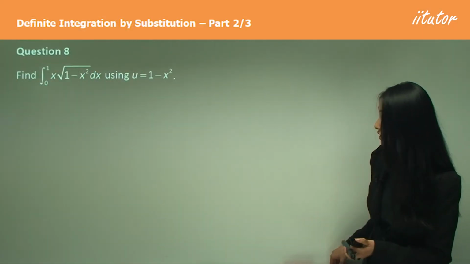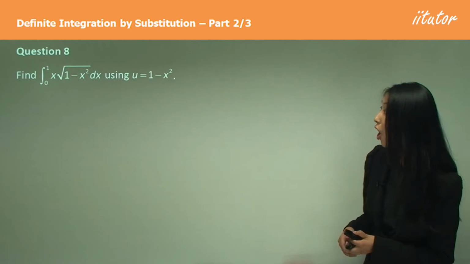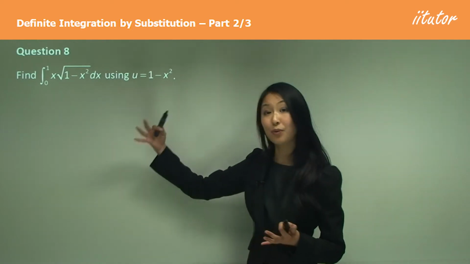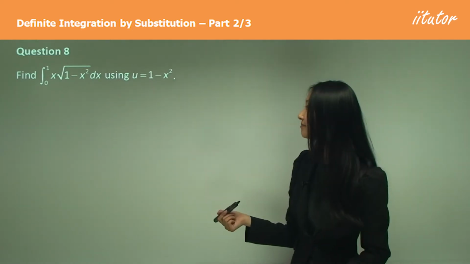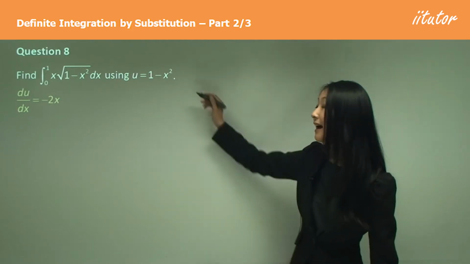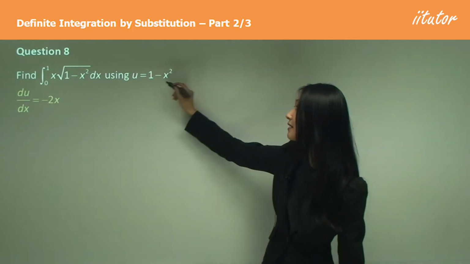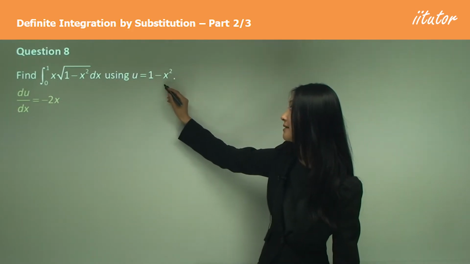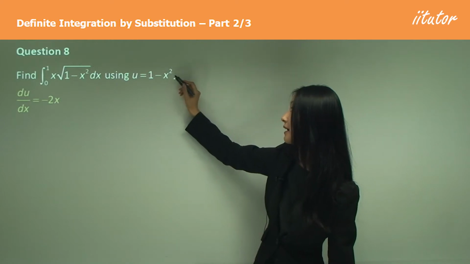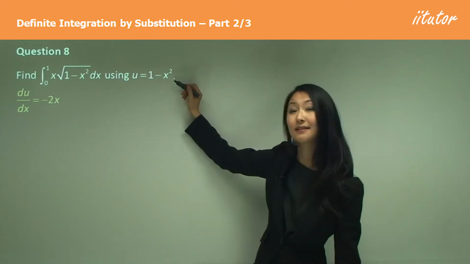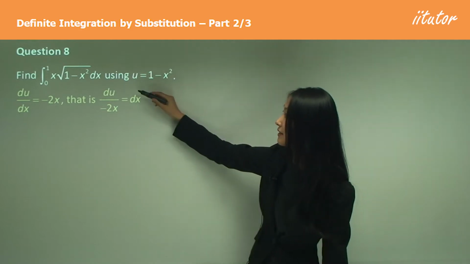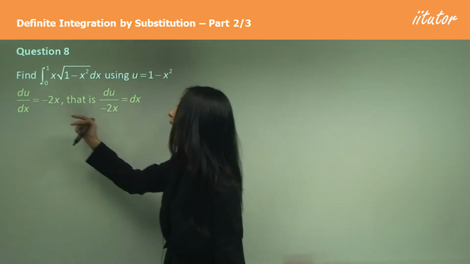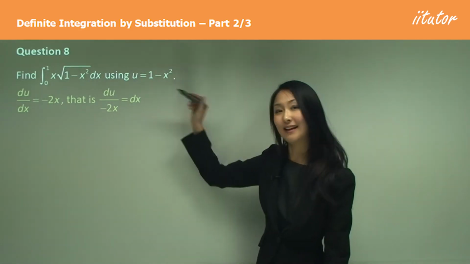I want to find the integration from 1 to 0 of this equation, and I want to use u equals 1 minus x squared. So firstly, I want to differentiate this. du on dx is going to equal negative, take the 2 down, 2x. Now switch those two, and you get du on negative 2x equals dx.